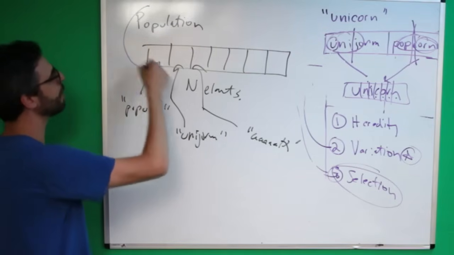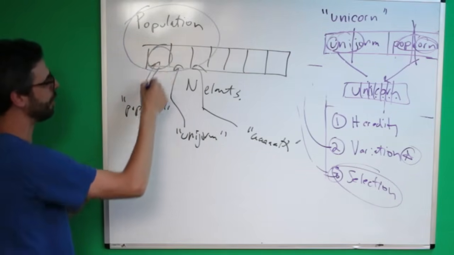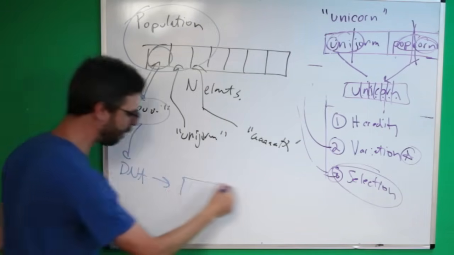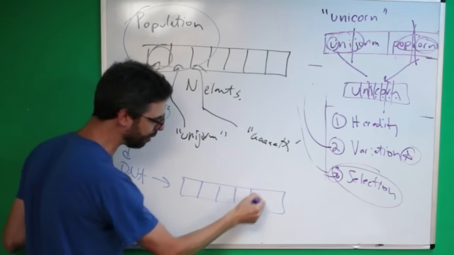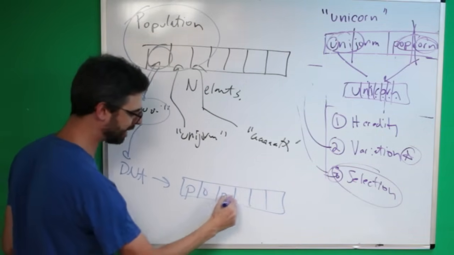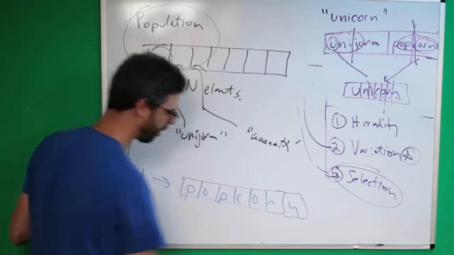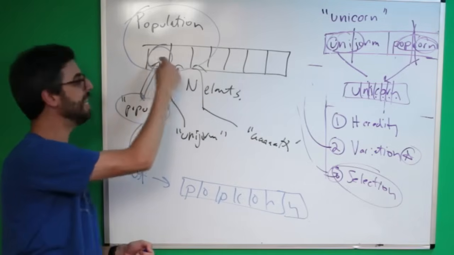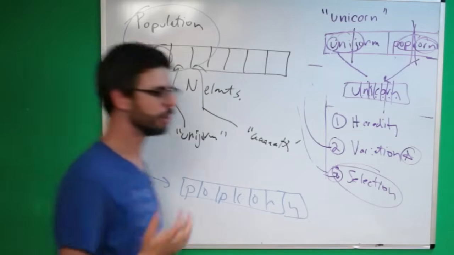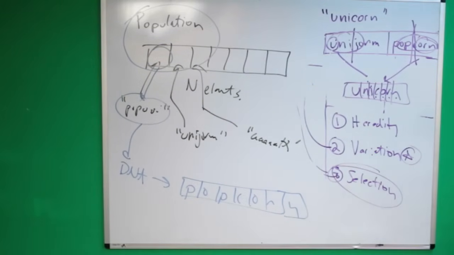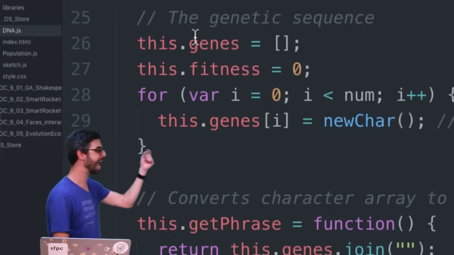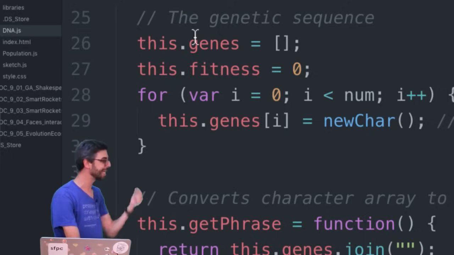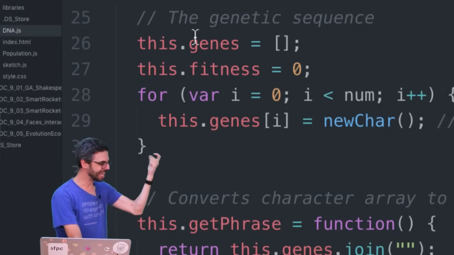So this is the population array. Each element of the array is a phrase, which is actually a DNA object, which itself is an array, and each element of that array is a single character. So that's how each element of the population is an array of elements. Each element is an array of characters. This is ultimately how that population is made: make a certain number of DNA objects, where each element is a new character.